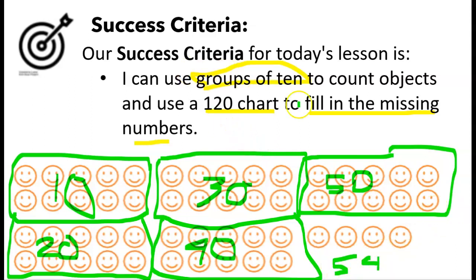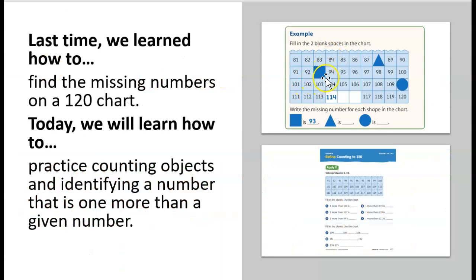I'd just say 54, 54 in all. Now, before it said I can use groups of 10 to count objects. Did we do that? Yes. And use a 120 chart to fill in the missing number. We don't have that 120 chart on here, but we know how to use a 120 chart to fill in the missing number like this.